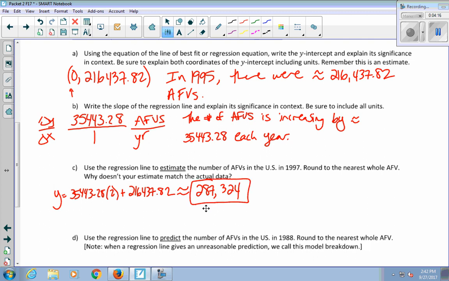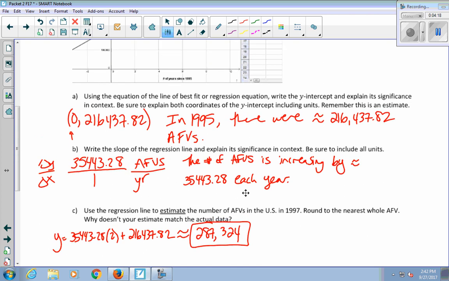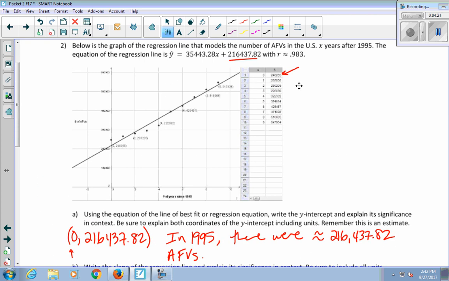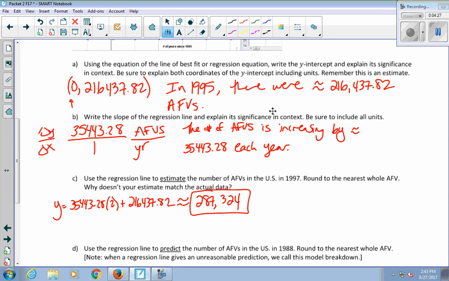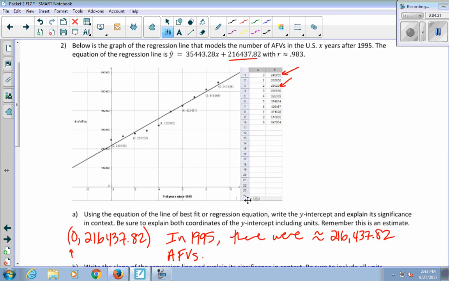Why doesn't it match the actual data? The 1997 number would be right there, which is something like 290,000. It doesn't match the actual data because this is a model. It's just an estimate, right? The line doesn't touch every actual point on the scatter plot.